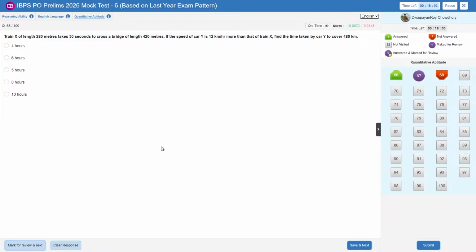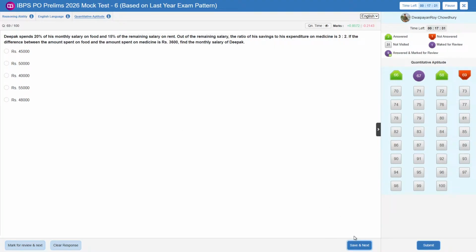So Y to cover 480, so 6 kilometer, right, into 1000 into 3 upon 8, so it's 6, so it's close to 30 or something. It's 1800 seconds by 60 minutes. So I'll get minutes. So 300 minutes means 5 hours. Okay, Deepak explains this. Okay.